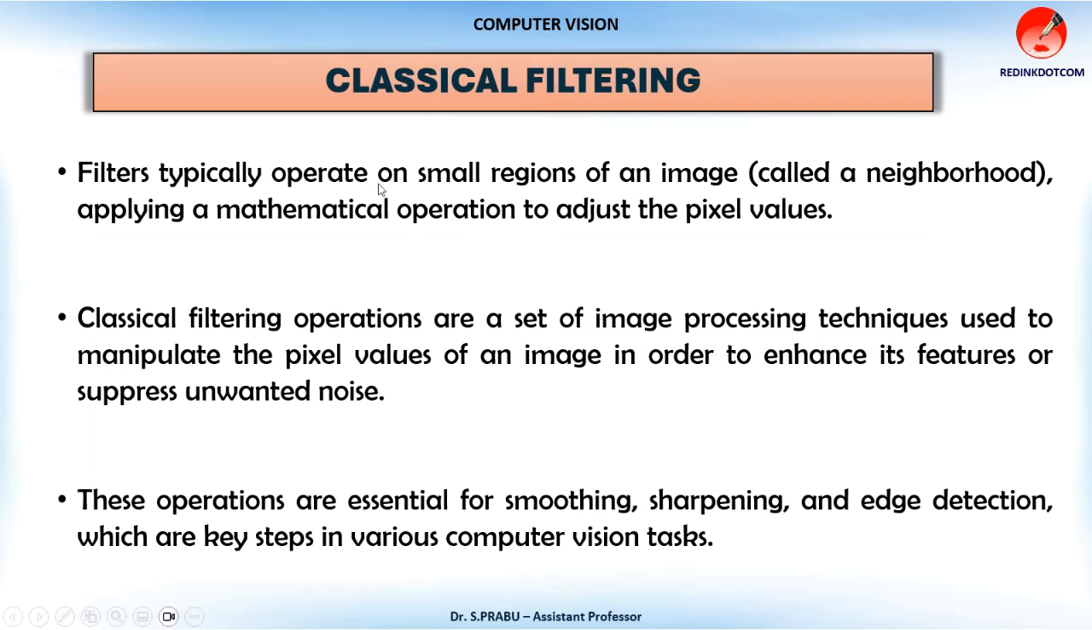The first concept is classical filtering. Classical filtering just means adjusting the pixels in an image to clean it up. Instead of working on the whole image at once, we look at small regions, like a little neighborhood of pixels, and apply some math to adjust their values. This method is useful for tasks like smoothing out rough areas, sharpening details, or detecting edges, which are all building blocks of bigger computer vision jobs.